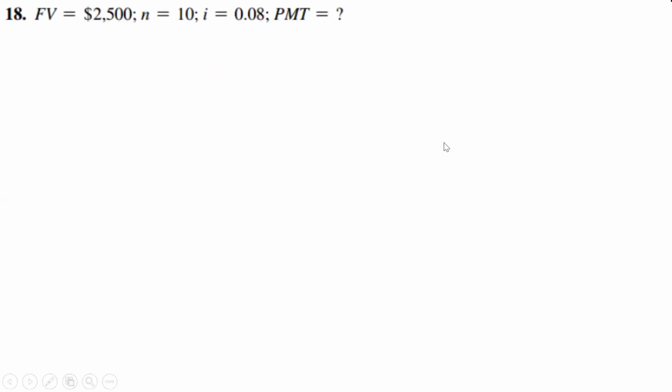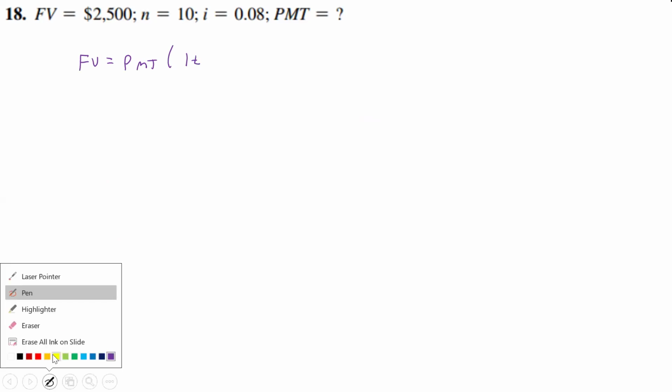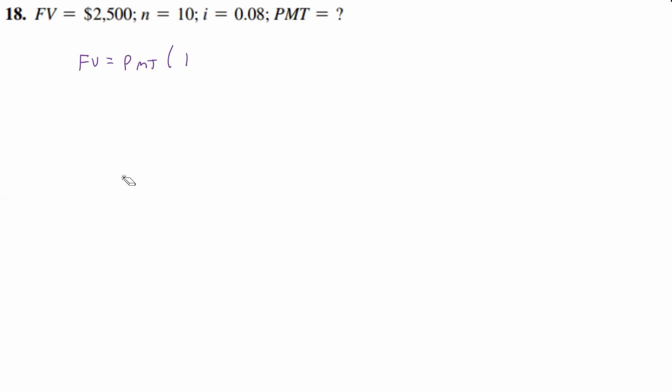All right, let's do another one here. So this one, it says here we have a future value of 2,500, N is 10, I is 0.08, and we want to know what the payment is. Well, if we remember, for our equation, future value is equal to the payment times 1 plus I to the N minus 1 all over I.